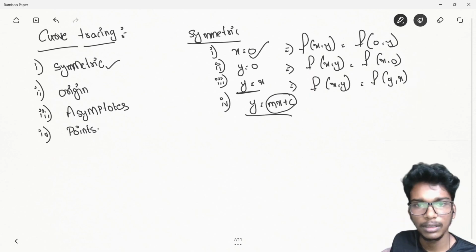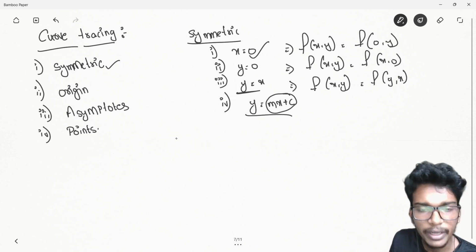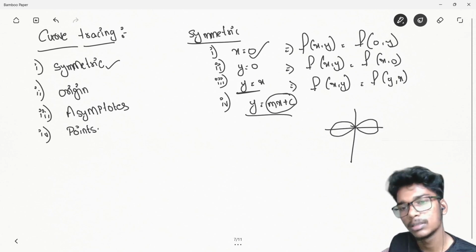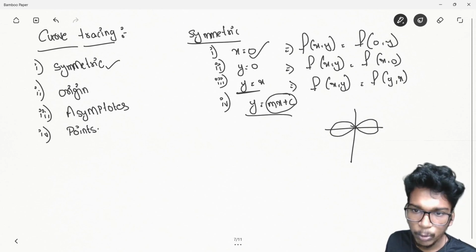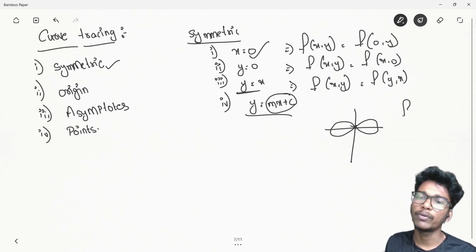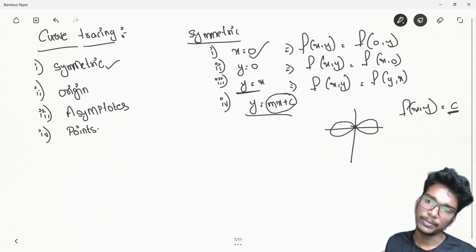That is completed. Now we have to talk about the origin. Where is the origin located? If a curve is something like this, the origin is located at the midpoint of this curve. If a function is going to pass through the origin, then in the f of x comma y function, we don't have any constant term, I mean the c constant value is going to be zero.